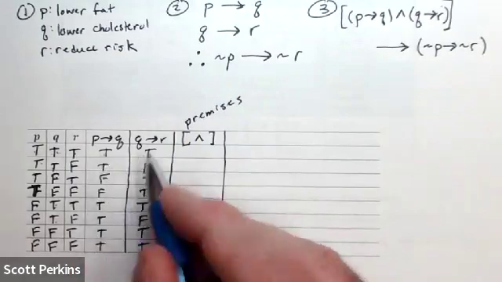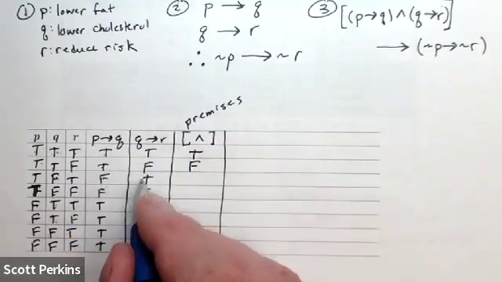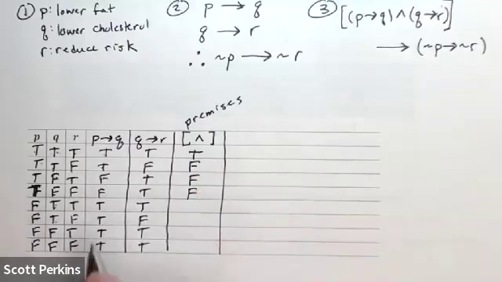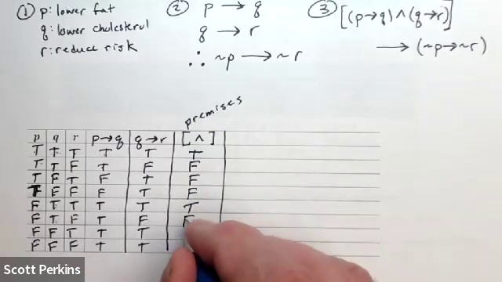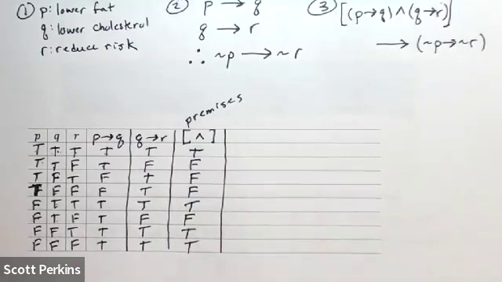So true and true is true on that one. True and false is going to be false. False and true is going to be false. False and true is going to be false. True and true is true. And then true and false is false. The last two are both trues and trues. So there we go, there's my premises. Okay, got the word premises on it, so we've highlighted that column.